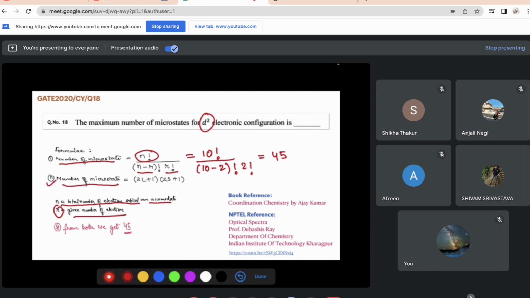This is based on the term symbol that we are given, because d2 has a total of 5 terms. So for each term symbol, we can find the number of microstates associated with it using this. And for all those 5, if we sum all these up, we get a total of 45 again.